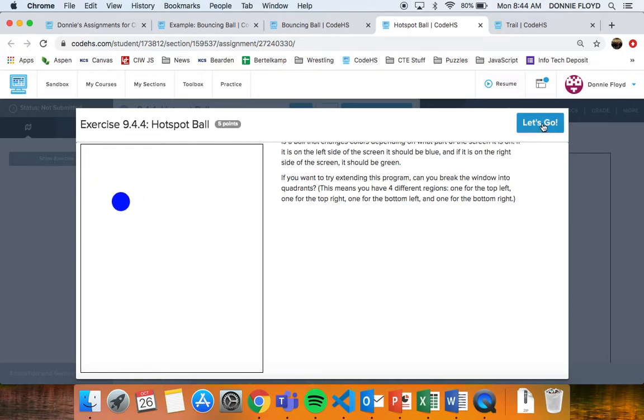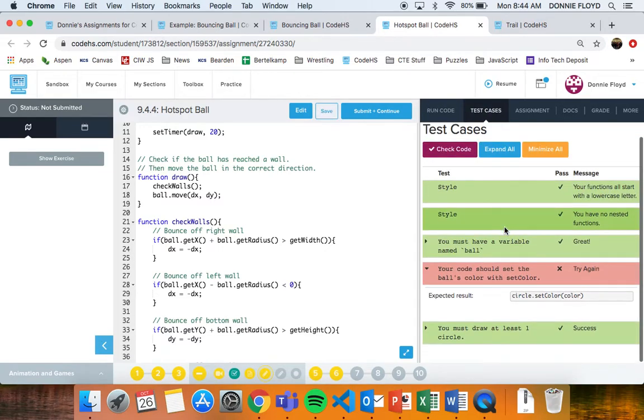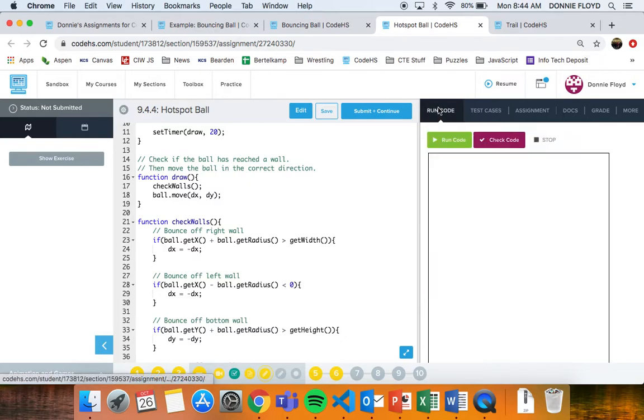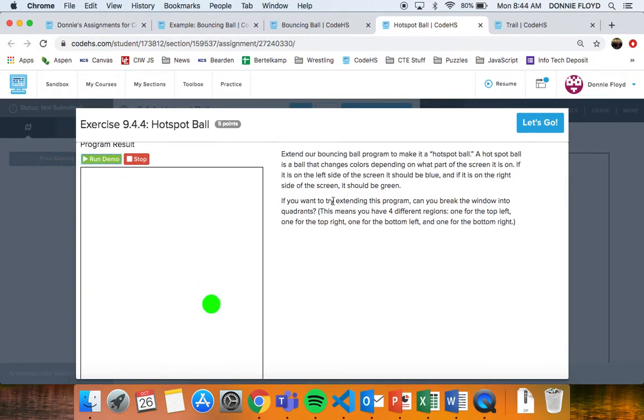So this is your bouncing ball. This is what it starts you with. Now, if I hit check code right here, it almost passes me. So I have to come through here and I have to look. The way you pass these is if when you hit run, it does this. It should do this correctly.